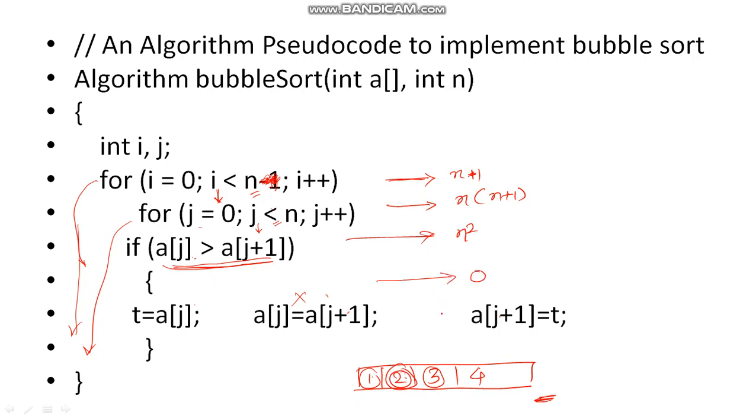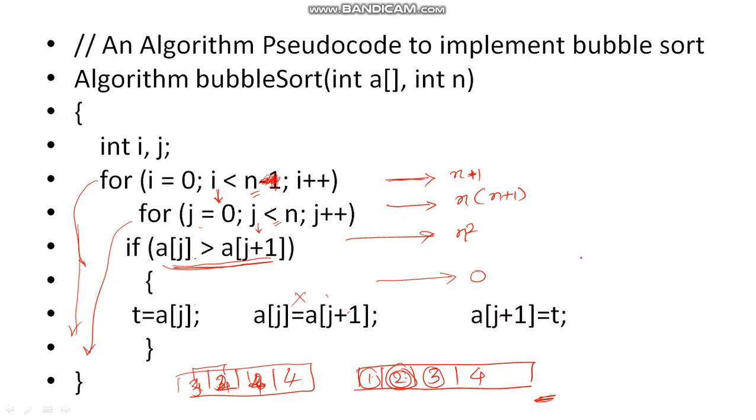But if the input given is 4 3 2 1, let us do it for 4 3 2 1. Now what is happening is 4 is greater than 3, so these two are going to be exchanged. 3 will come here, 4 will come here, then 4 and 2, this is again greater, so 2 will come here, 4 will come here, and again 4 and 1 will be compared, 1 will come here and 4 will come here. So it means that all the exchanges are happening.